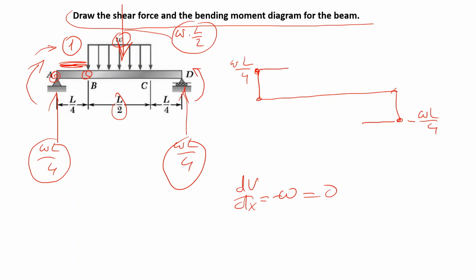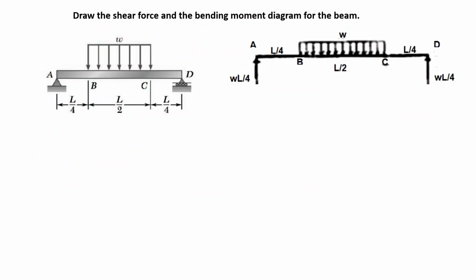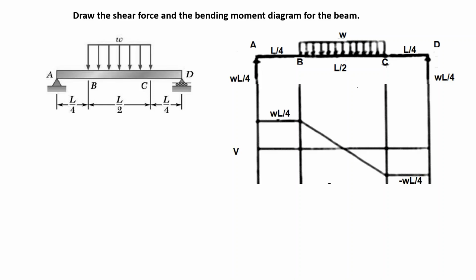Well, same over here. But when you come to region 2, which is this region, here we have W. In this case, as you see, dV over dx will be minus W. So we will have a negative slope starting from point B and going to point C. So this is my shear force diagram. The values are here. Let's draw the moment diagram.